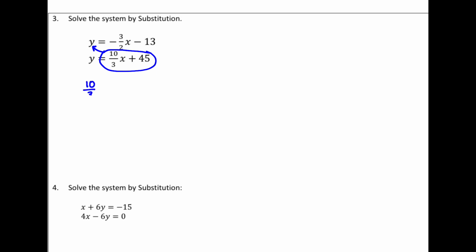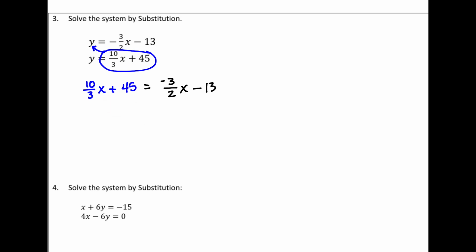10 over 3x add 45 equals negative 3 halves x minus 13. If you did it the other way, then these two would just be reversed.